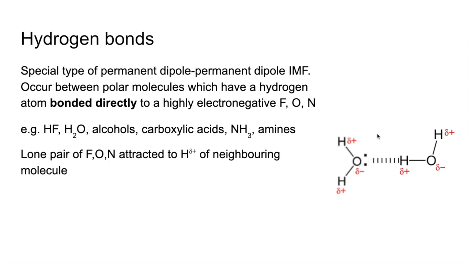So when you're answering exam questions, you often have to draw a diagram. Make sure you include the dipole in the polar bonds, the lone pair on the electronegative atom, and the hydrogen bond must go from the lone pair to a neighbouring hydrogen. And of course you're still going to have those London or induced dipole forces.